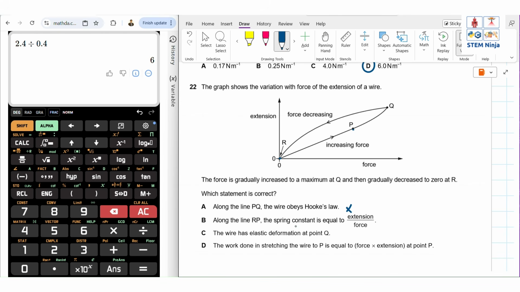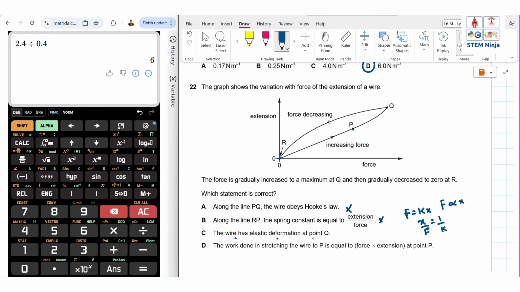Along the line RP, spring constant is equal to extension over force. That would be correct because in that case, F would be equal to Kx. Force is directly proportional to extension. No, wait, sorry, RP, spring constant is equal to extension over force. Sorry, no, my bad. Extension over force would be 1 over K. So, no, this is also not correct. It would be equal to the reciprocal of spring constant.